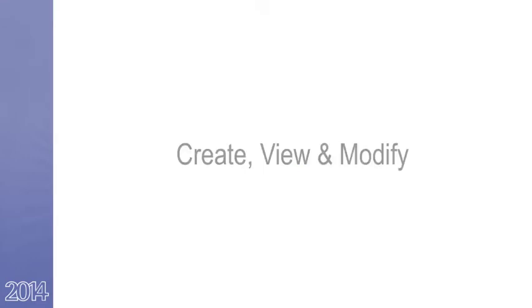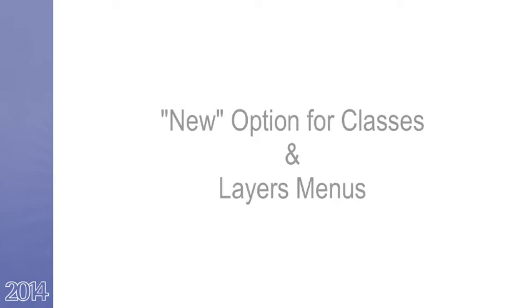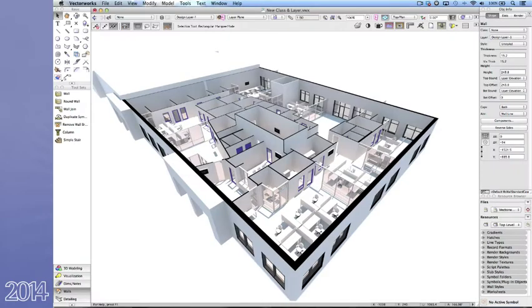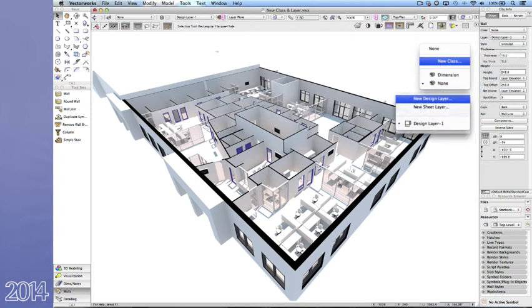Our last category for improved efficiency is all about create, view, and modify. And our first feature will show you just that. Here's how it works. You no longer have to create your new class or layer from the organization palette. Now you can do it directly from the Object Information palette. Create a new class, new layer, or even a new sheet.